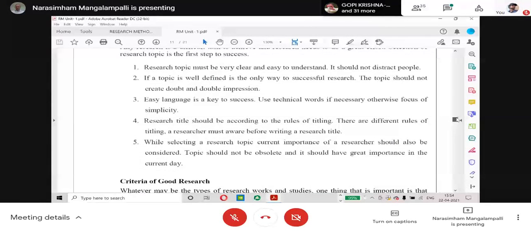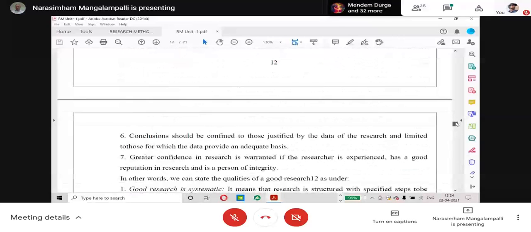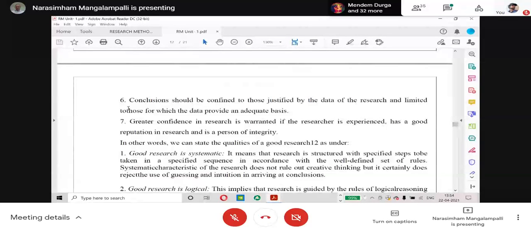Then the sixth one, conclusions should be confined to those justified by the data of the research and limited to those for which the data provide an adequate basis. See, normally in many of the theses, whether it is PhD or MTech, of course, undergraduate, I don't blame the students. In MTech as well as PhD, people write conclusions. The conclusions are normally written which are obvious.